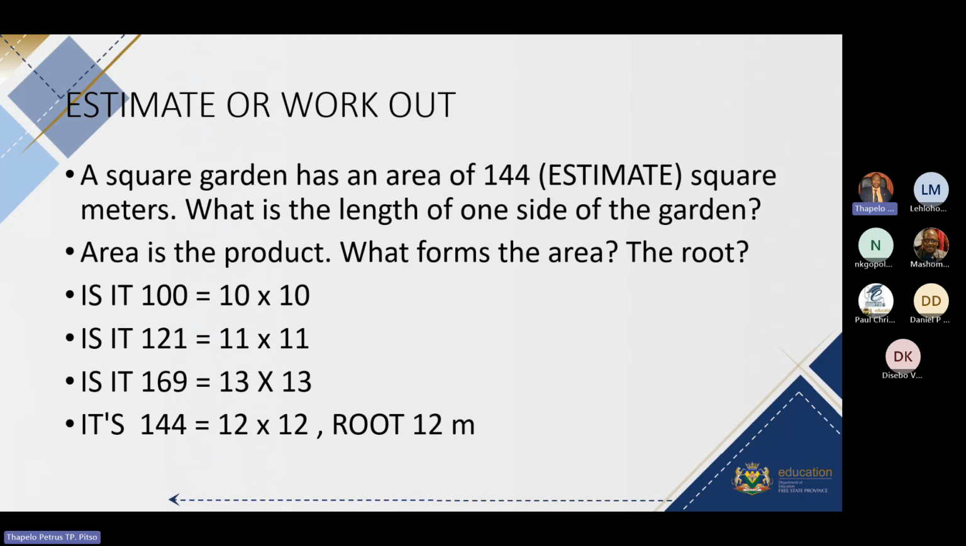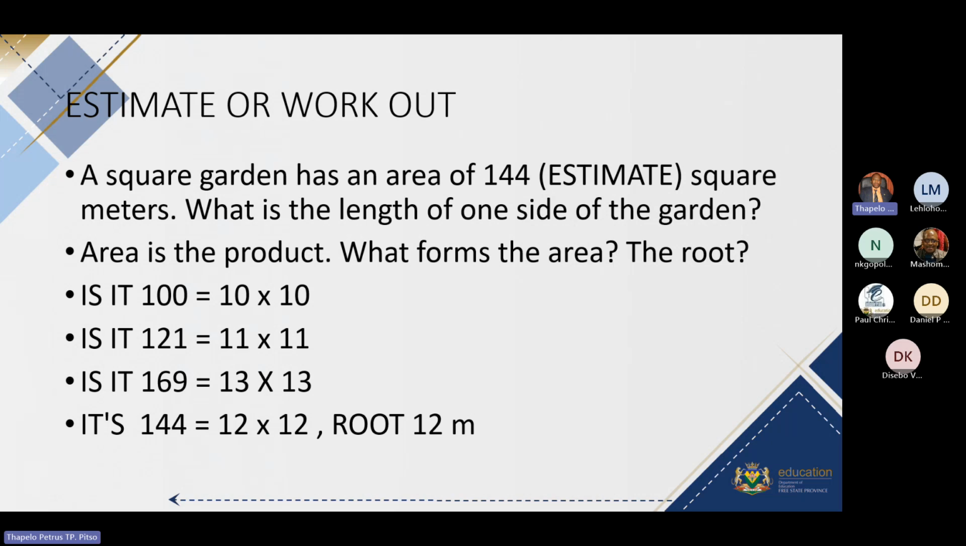Estimate, you always estimate. When you go to shops and buy, estimate. You want to be near things. Now here we'll be checking. A square garden has an area of 144 square meters. Remember, 144 is your square meters. Now we want the foundation. What is the length of one side? What makes that square? What is the root of 144?